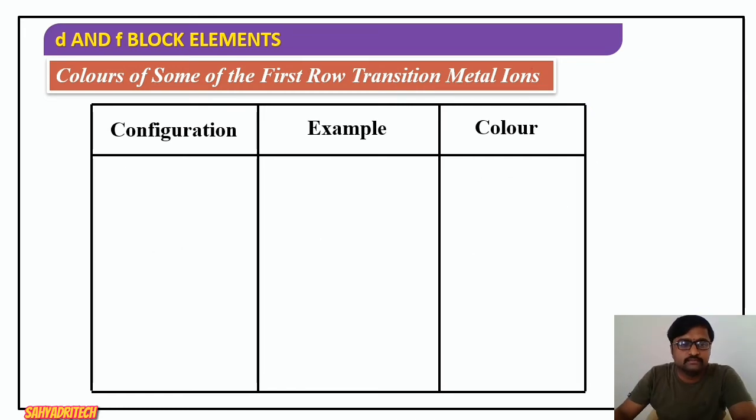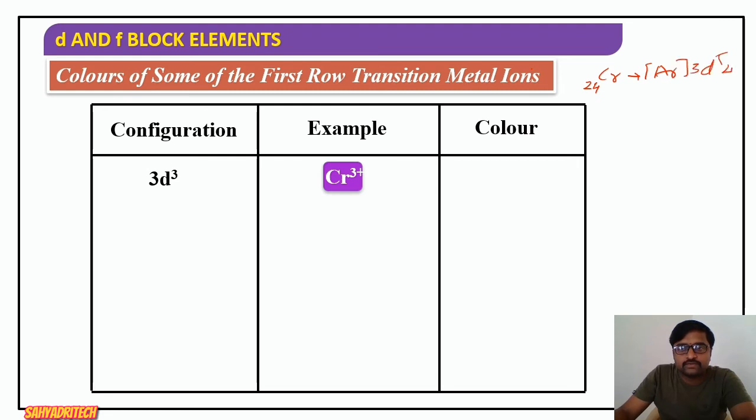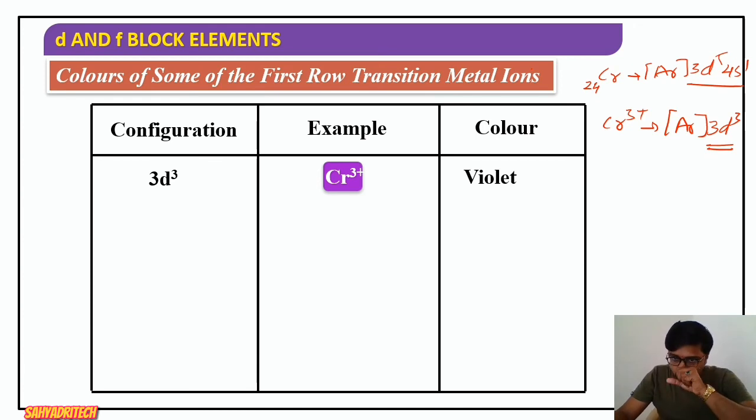Next, one more d3 configuration, for example chromium 3+. What is the atomic number of chromium? Atomic number 24. The electron configuration is argon 3d5 4s1, as I said here, an abnormal electron configuration. Chromium 3+ means 3 electrons were lost, 1 from 4s and 2 from d, so the remaining configuration is argon 3d3. What is the color? There are 3 unpaired electrons and it is going to exhibit violet color.